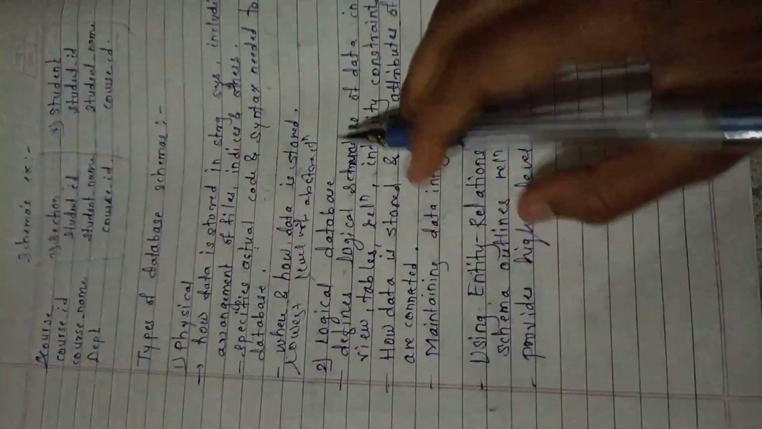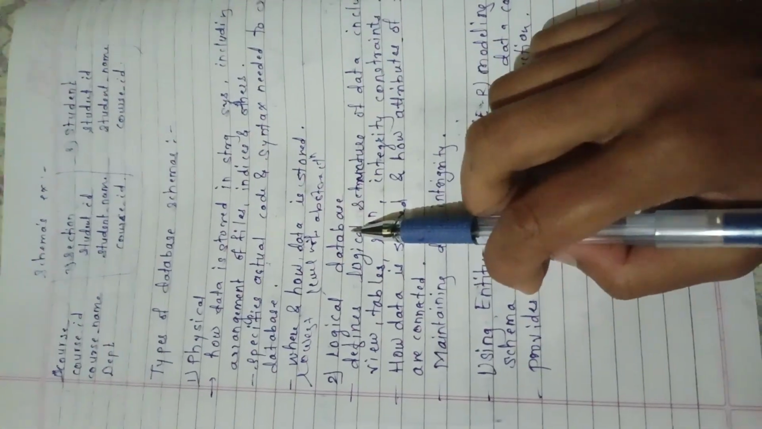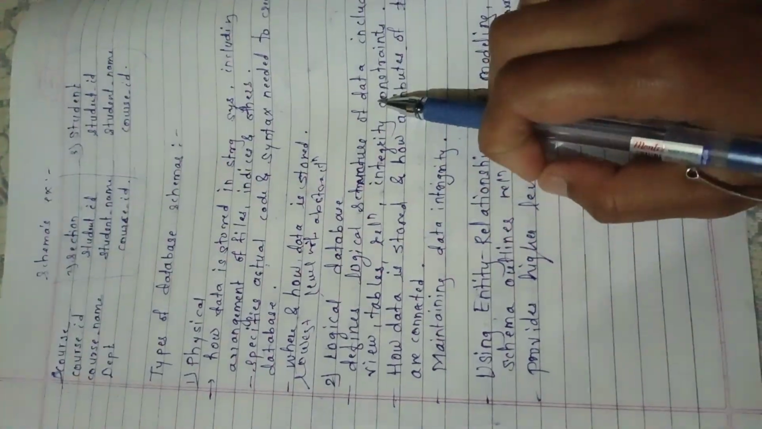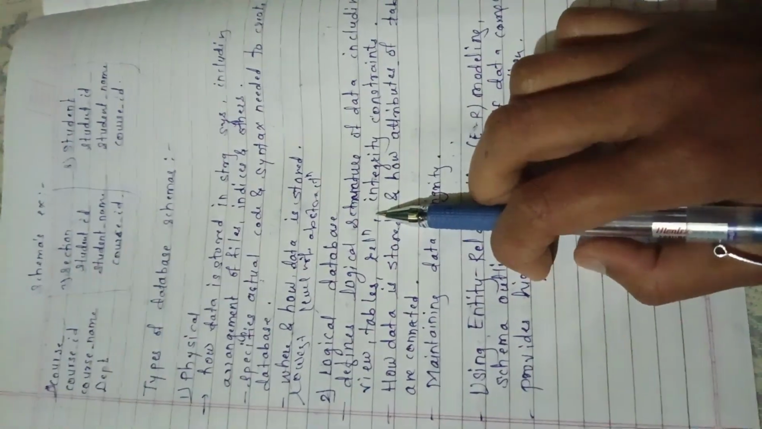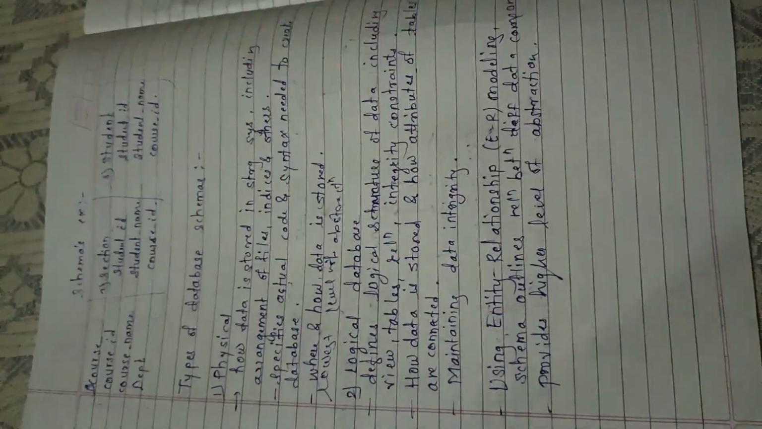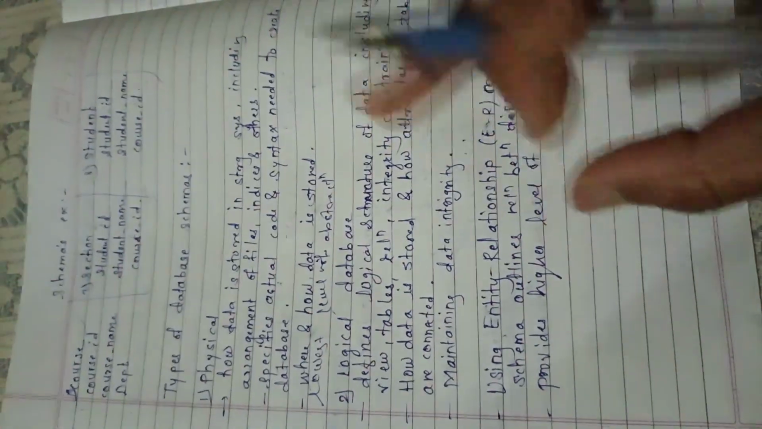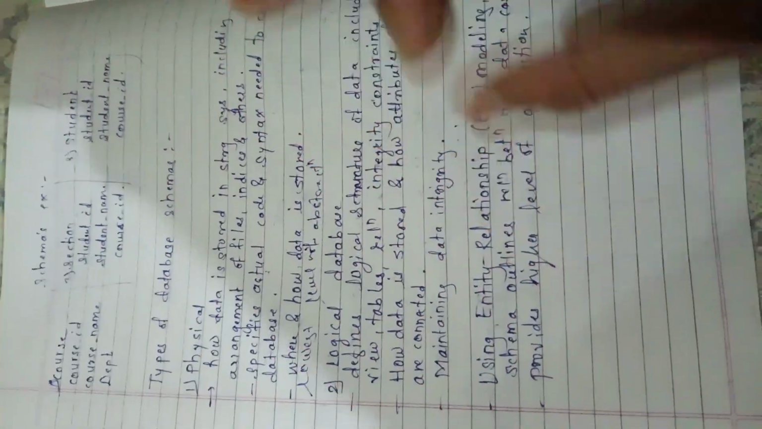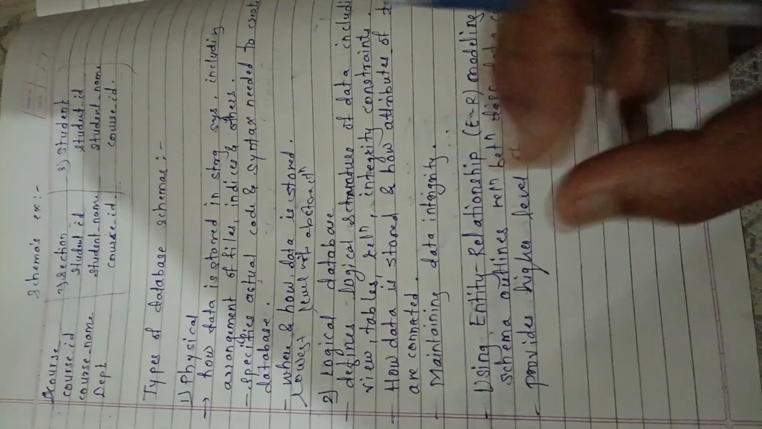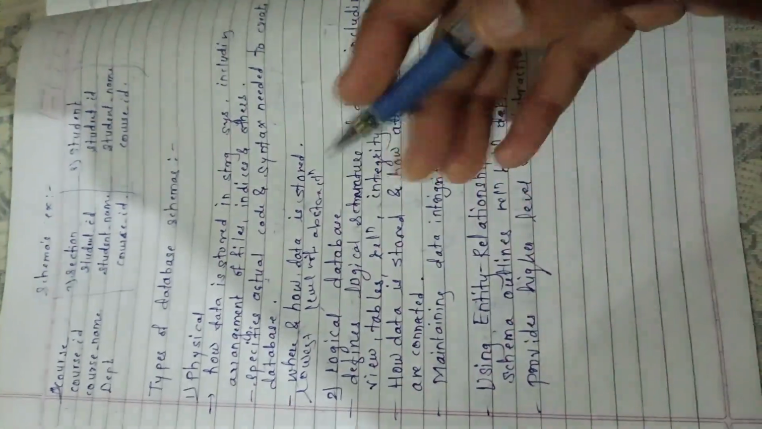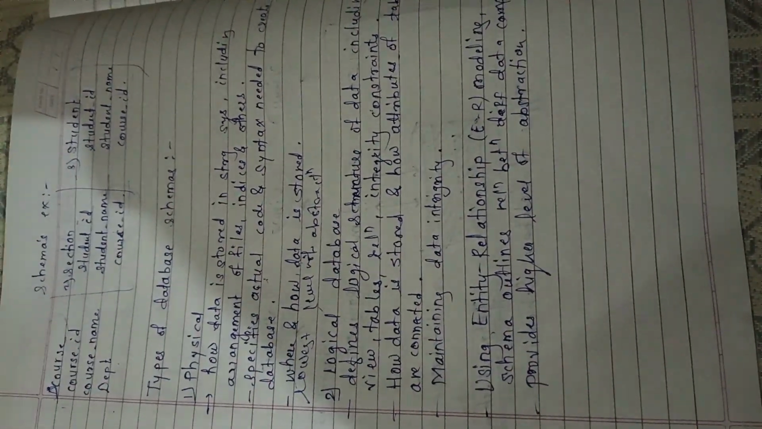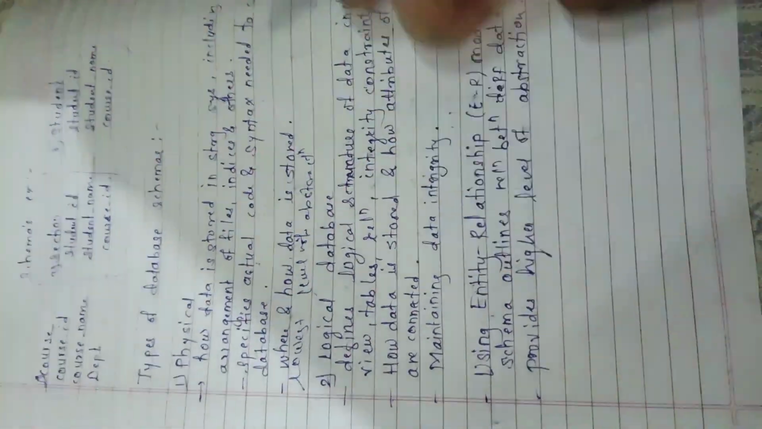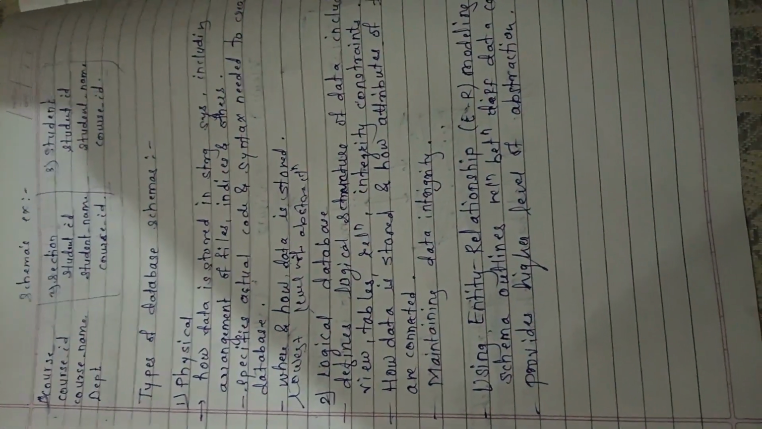Logical database schema. A logical database schema defines the logical structure of the data, including tables, views, relationships, integrity constraints, everything. It describes how the data is organized in tables and how the attributes of these tables are connected. The logical schema ensures that the data is stored in an organized manner while maintaining data integrity. So, what does it define? It shows the logical structure. What is the logic behind it? The structure of data, including the tables, views, relationships, integrity constraints, and how data is encrypted.